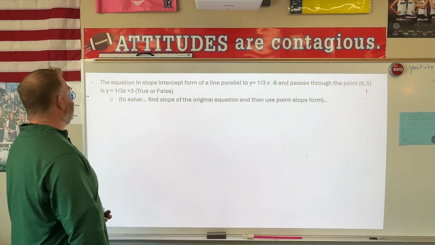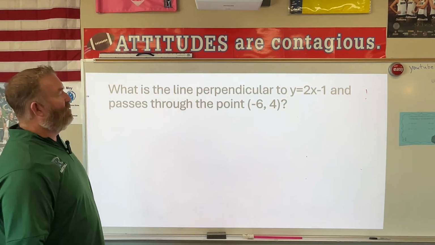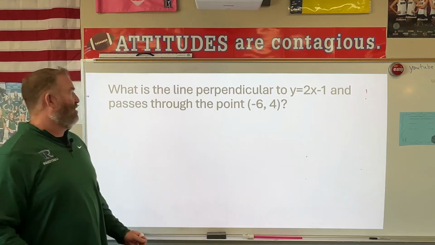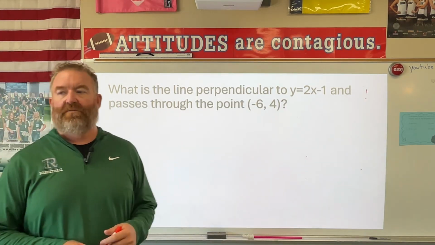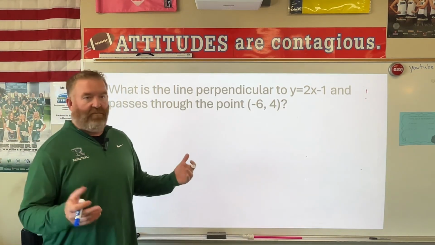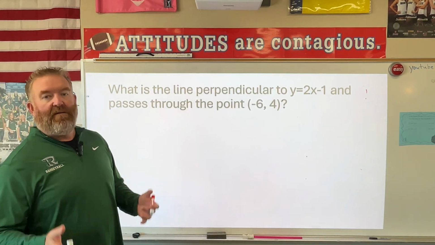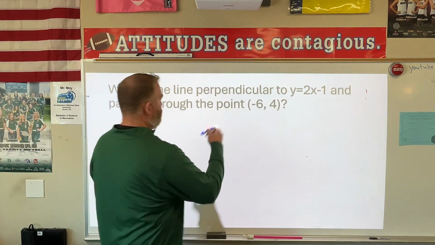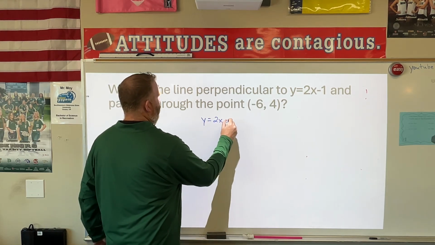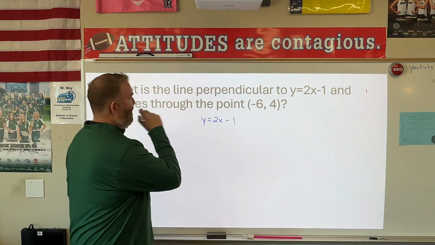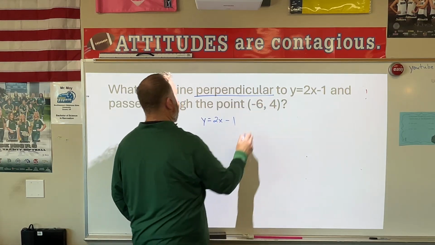All right. What is the line perpendicular to y equals 2x minus 1 and goes through the point -6, 4? Again, what are we going to have to use? Point slope form. So we've got to use the original equation, y equals 2x minus 1, right? Now, what's the key word on this? Perpendicular. So what am I going to do?